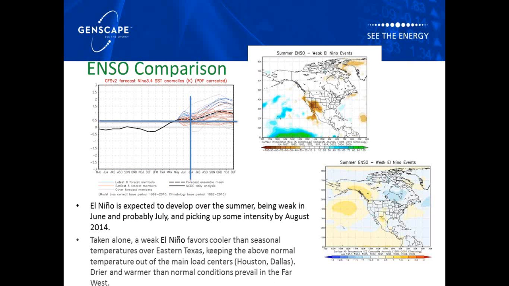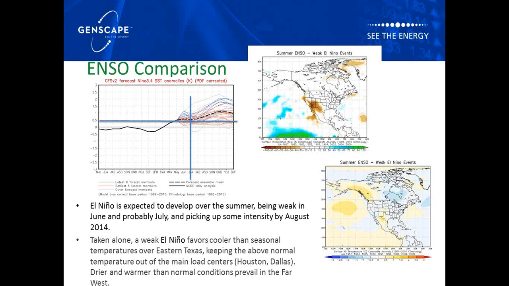So this first graph on the right here is the CFS forecast over time, where the blue lines are essentially the latest forecasts, and the red lines are the earlier forecasts. This graph is showing that the surface sea temperatures over the recent forecasts have been trending upwards. So essentially that indicates the weak El Nino, which would mean warmer than usual temperatures in the western half of Texas, away from the major load zones.